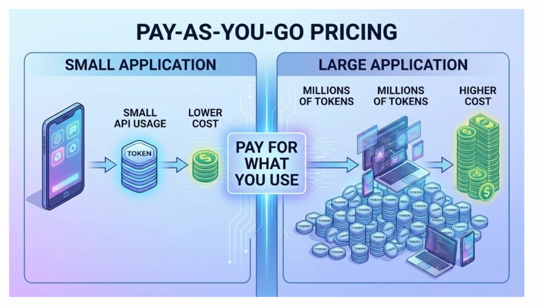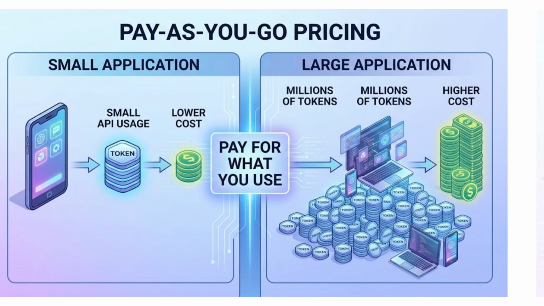Now imagine a large application with many users. It may process millions of tokens every day. As the API usage increases, the total cost can also increase. So the main idea behind pay-as-you-go pricing is simple. You pay for what you use. This allows developers to start with a small application and gradually scale their API usage as the application grows.